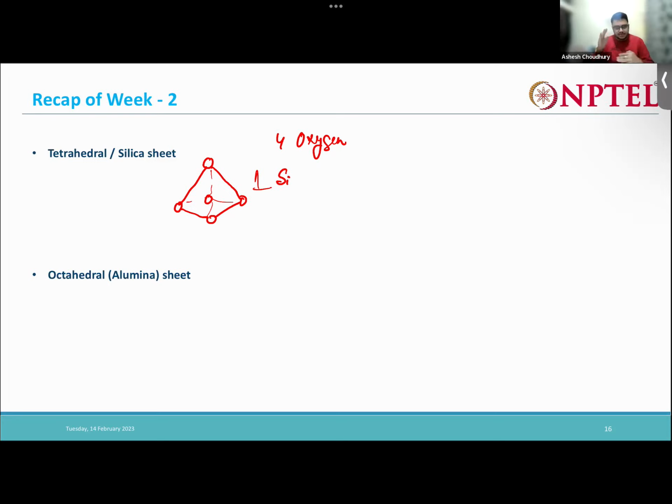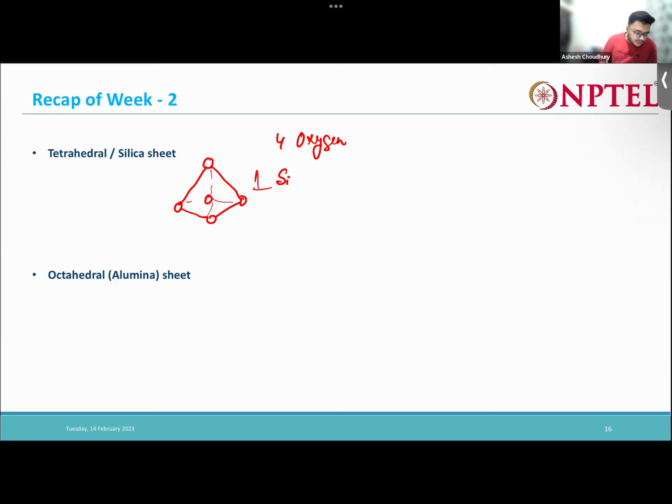A tetrahedron is a geometrical shape. So those four oxygen atoms form the four corners of a tetrahedron, and in between there is our silica, one silica atom. This is the tetrahedral sheet. Next is our octahedral sheet.